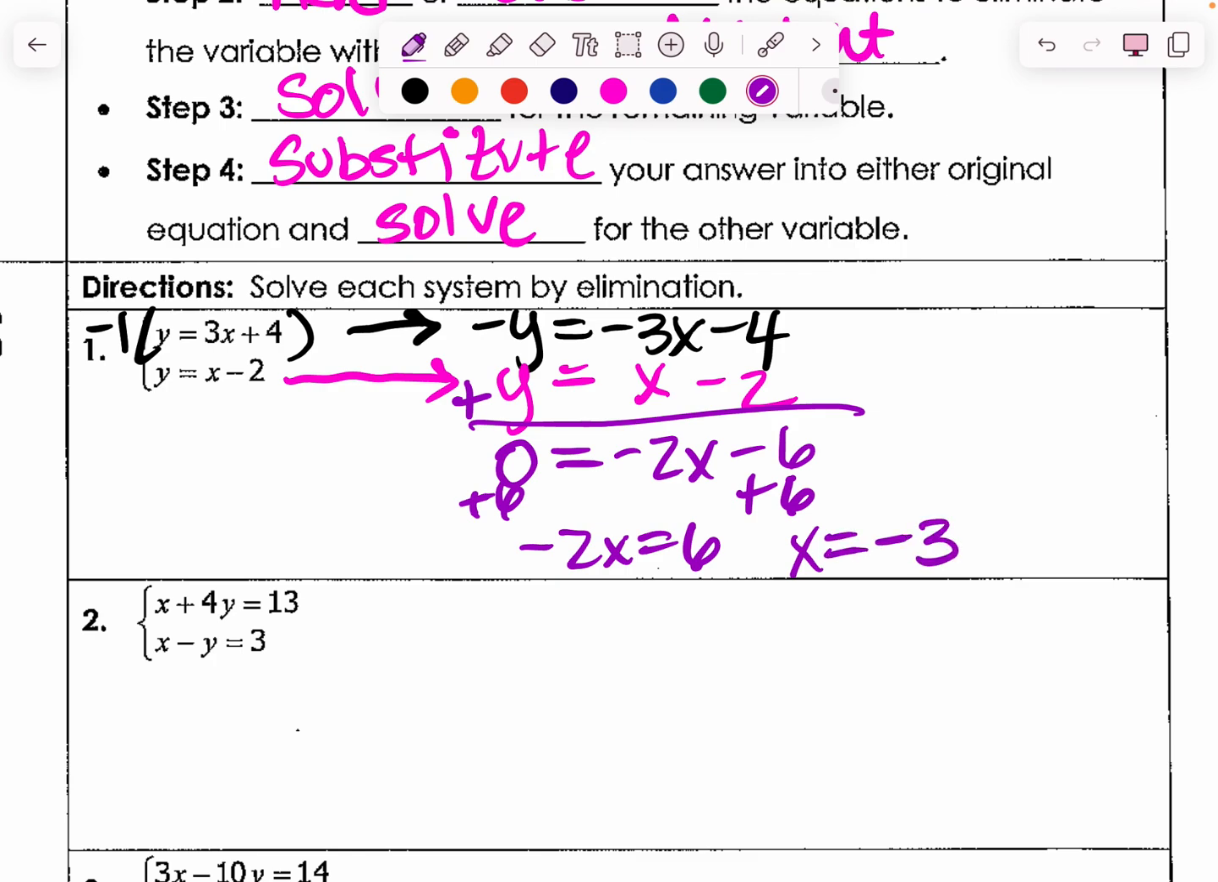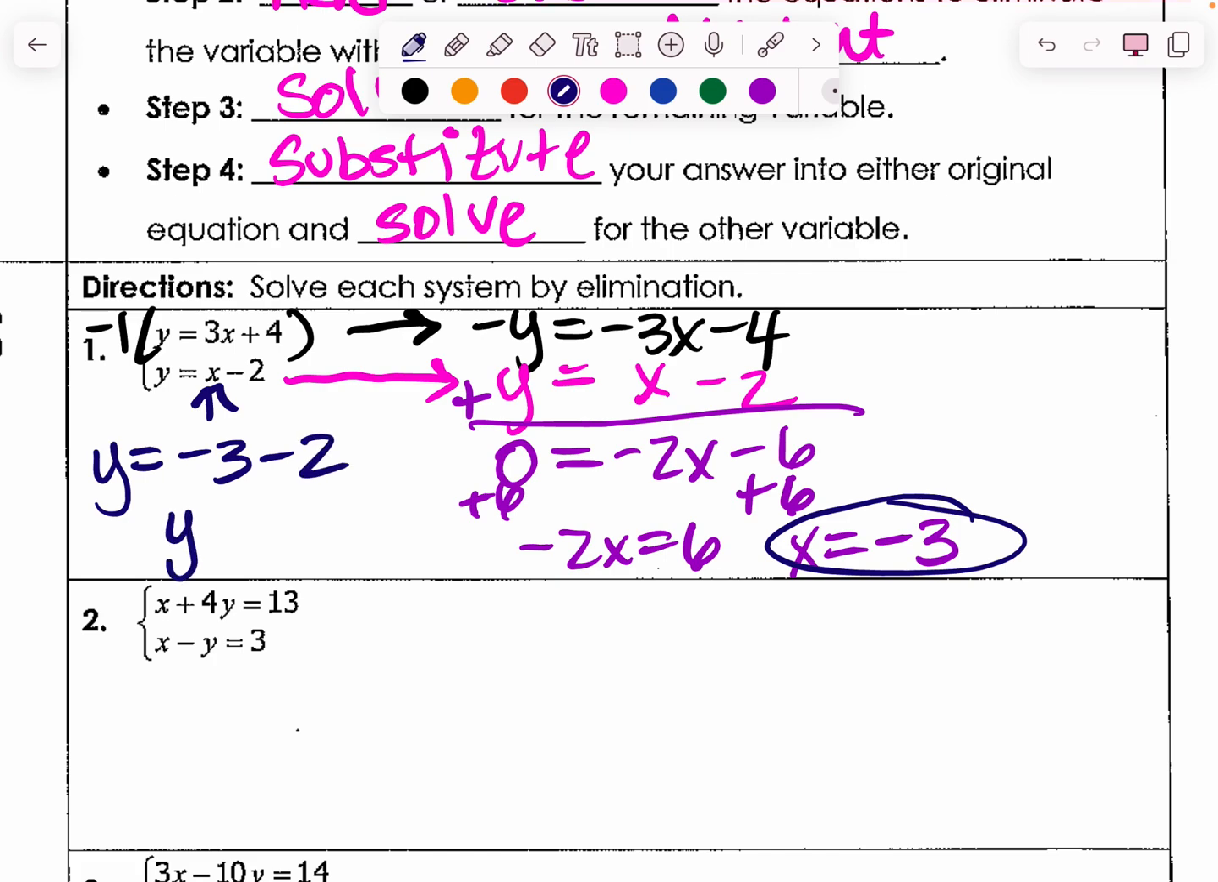You're eliminating one of the variables, getting the answer for one variable and plugging it in to find the other. It doesn't matter which equation you plug it in for, because guys, remember, this is the solution to both of them. So this point has to satisfy both equations. Okay, Sam? It doesn't matter which equation you plug in. Nope, does not matter.